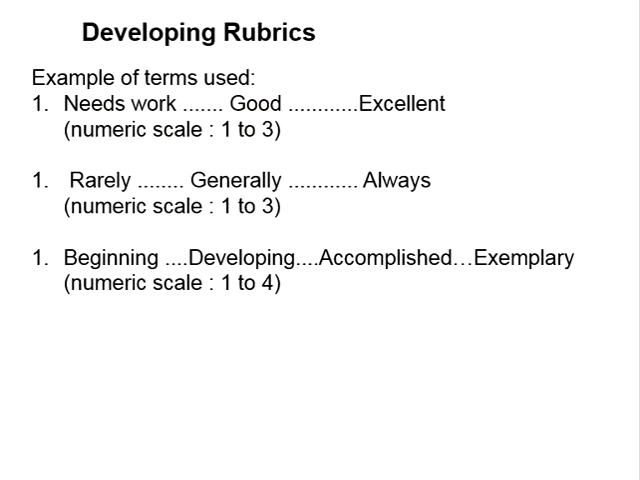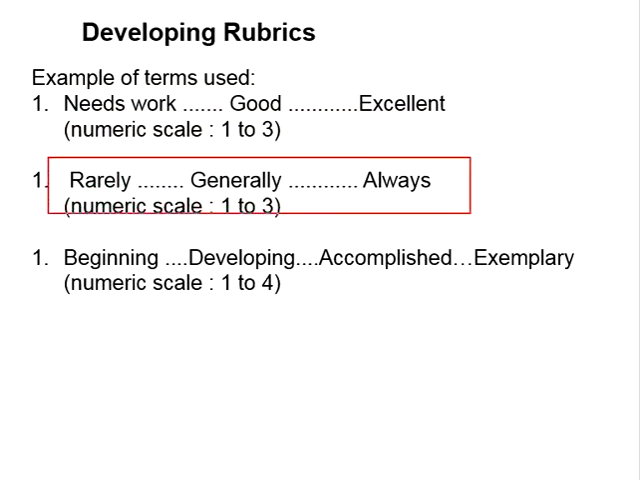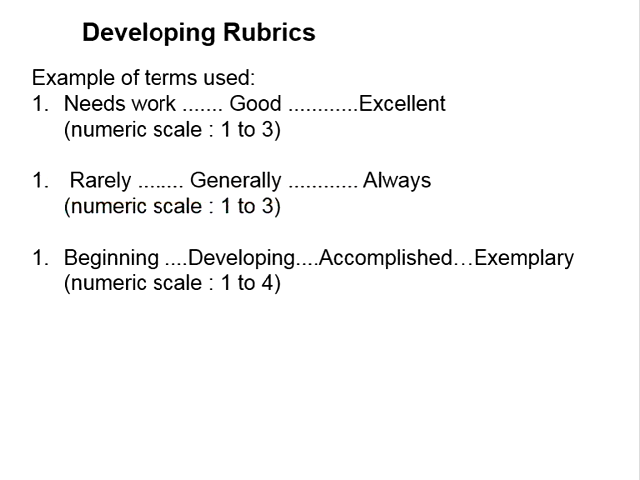Another example, you can use the words rarely, generally, always. They are representing different degrees of a situation. Always means nearly all the time. Generally means a majority of the time. Rarely means a minority of the time.